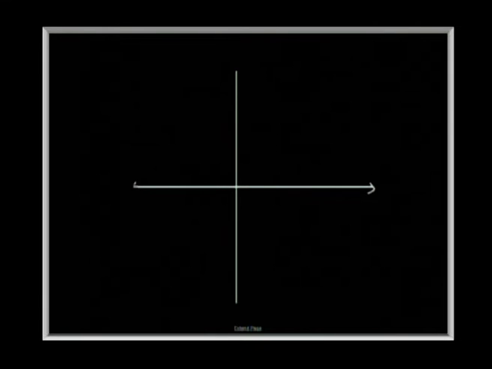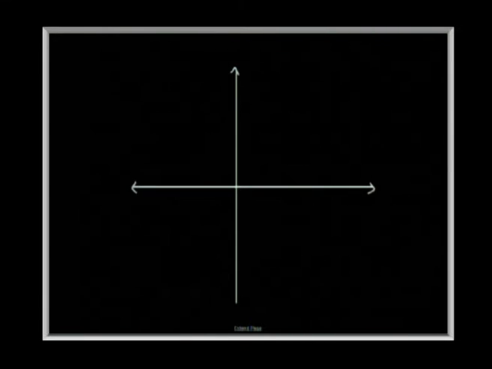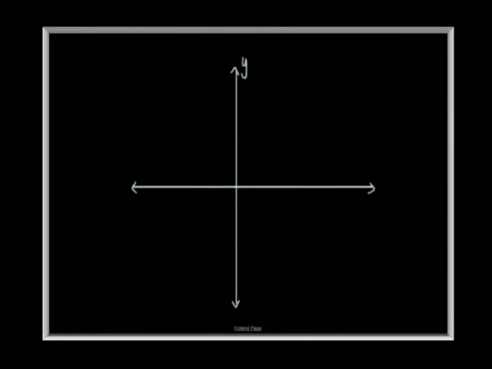Technically, they're meant to have arrows at the end, and you're meant to label them. The y is the one that goes up and down, just like a y goes up and down. And the x goes from left to right, just like the x goes from left to right.